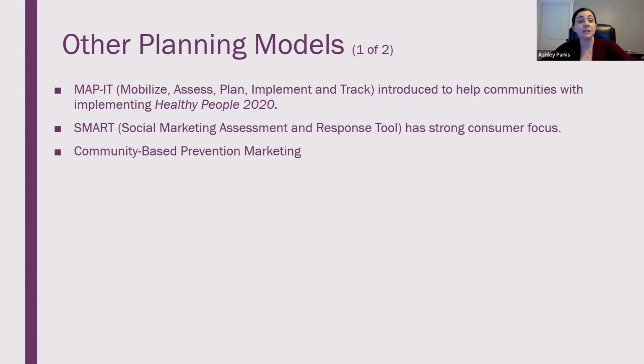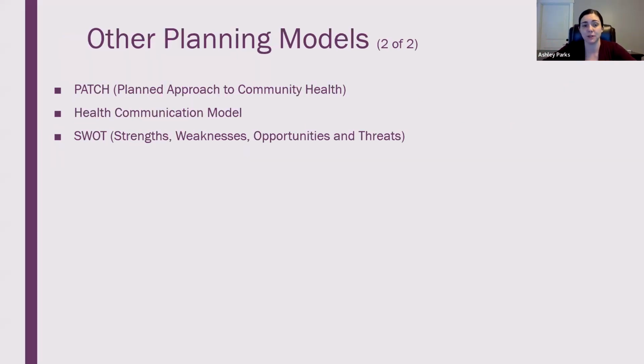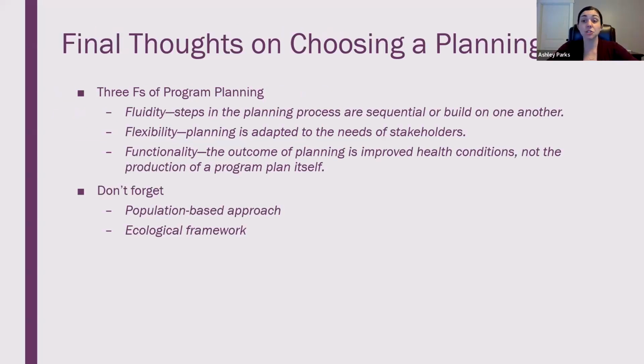But also, these models exist, and there are lots of different approaches and things that you can learn as far as tools for implementing new programs. Okay, so when you're choosing a planning model, you have to think about the 3 F's of planning. How do I know which model to choose? You need fluidity. What steps in the planning processes work best with what you're dealing with?